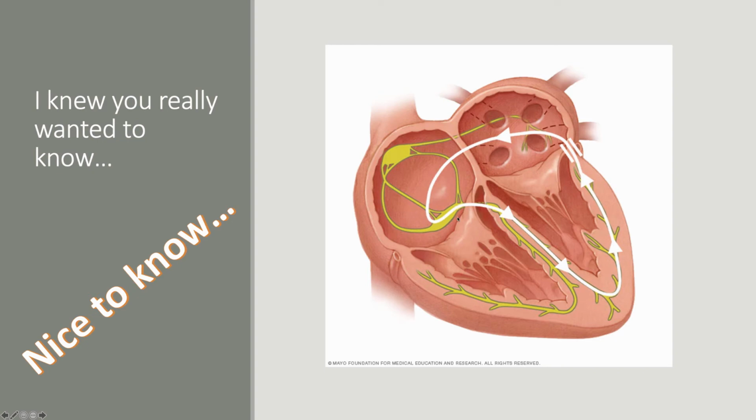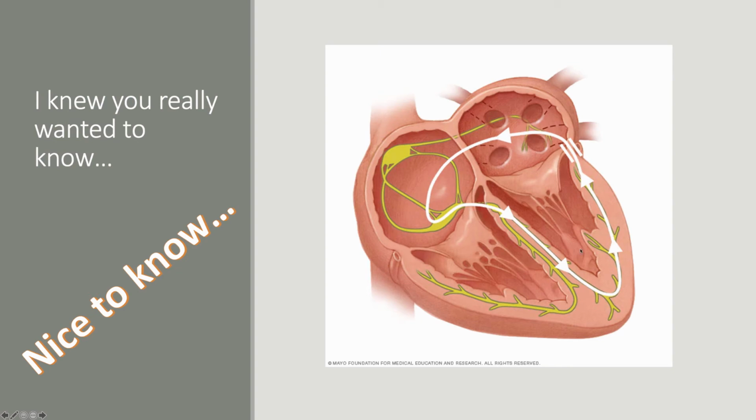And as a result, we can really get into trouble. And the trouble that we can get into is pictured here. This is circus movement tachycardia, where it just goes in a big circle. It goes down the AV node, and then it comes back up through the accessory pathway and back around again.